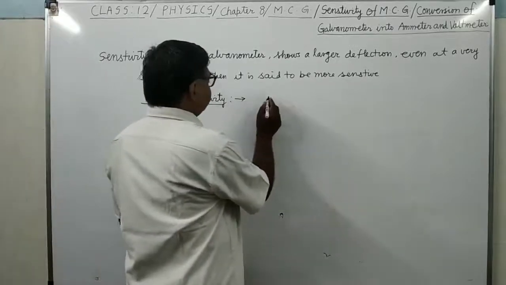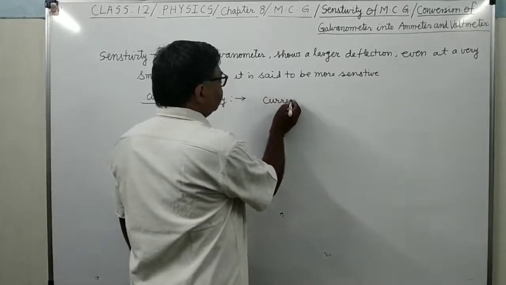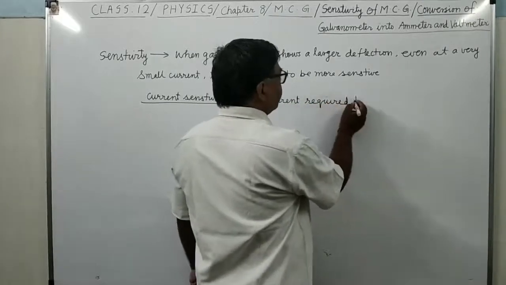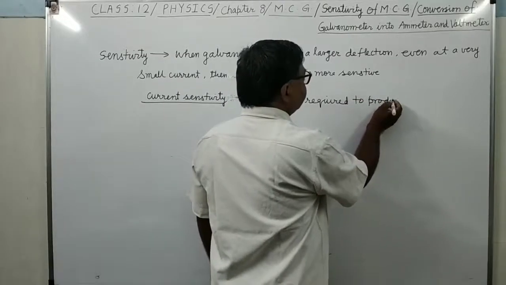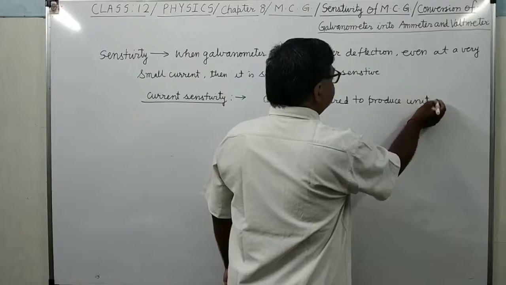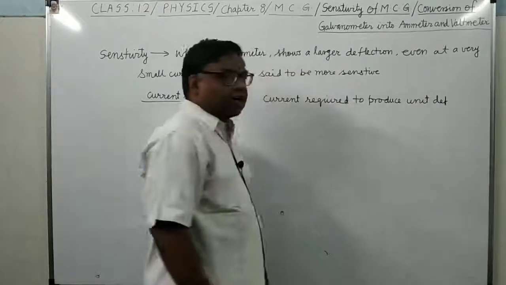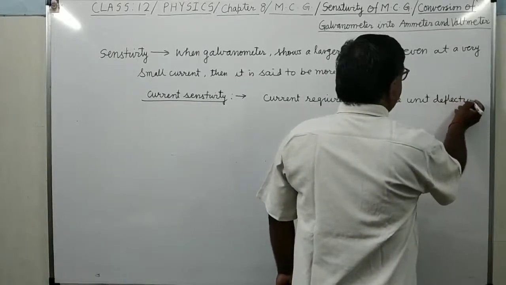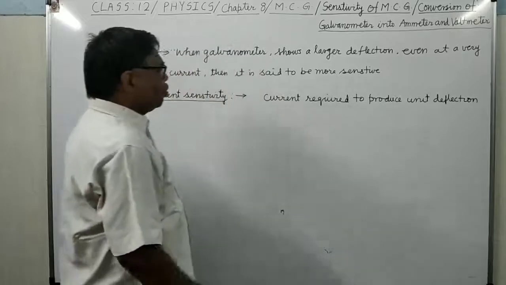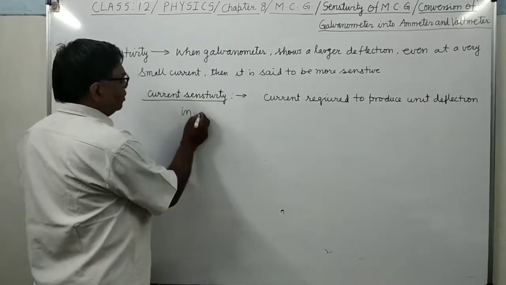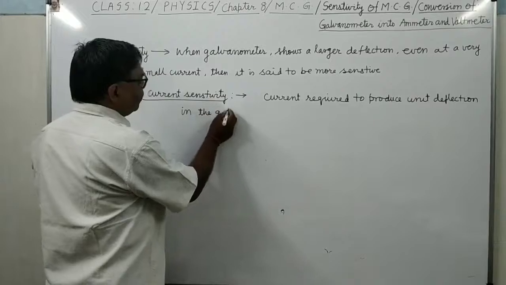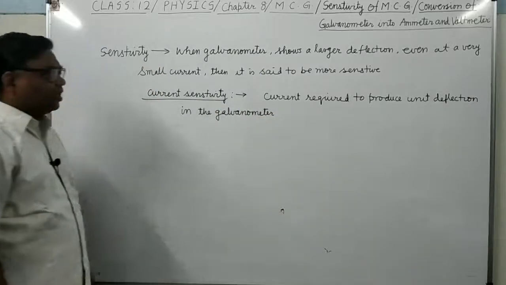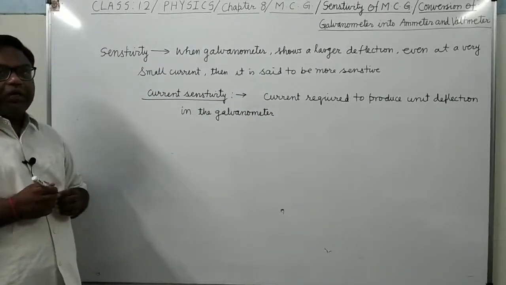It is current sensitivity, meaning the current required to produce unit deflection. Unit deflection means deflection of 1 degree or 1 radian. It's clear? The current required to produce unit deflection in the galvanometer. It is numerically defined as the current per unit deflection.